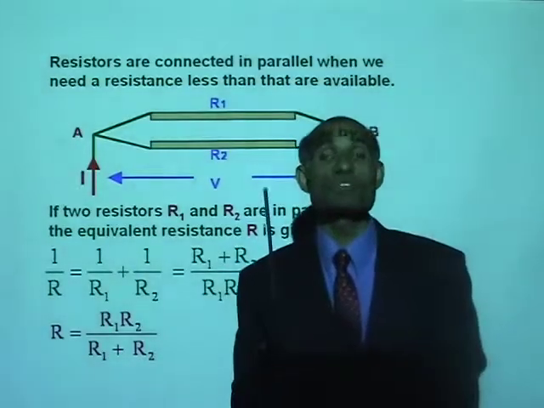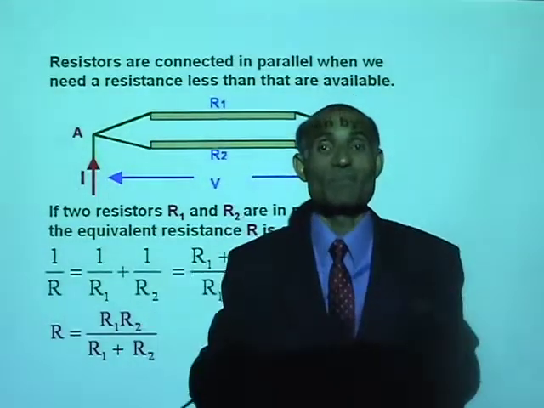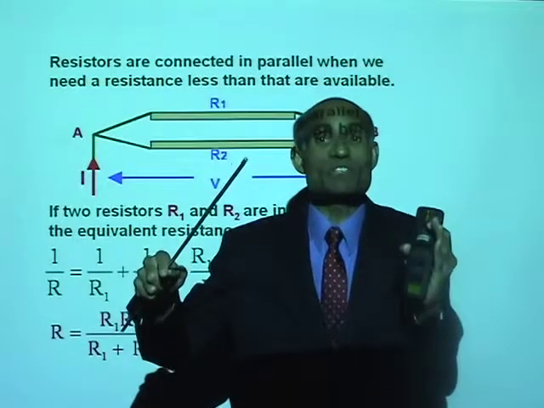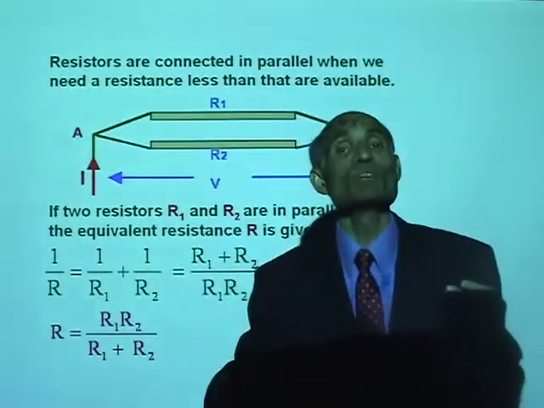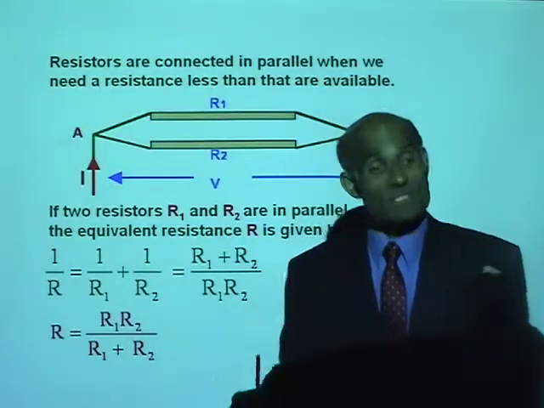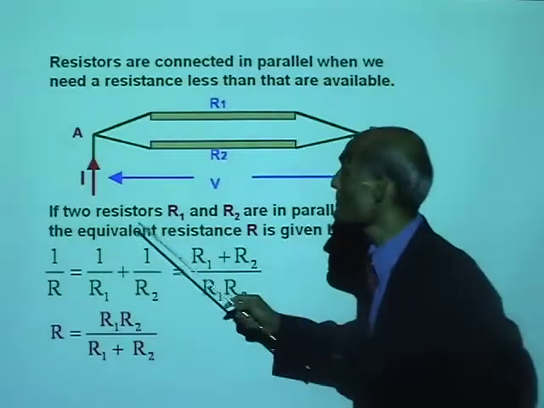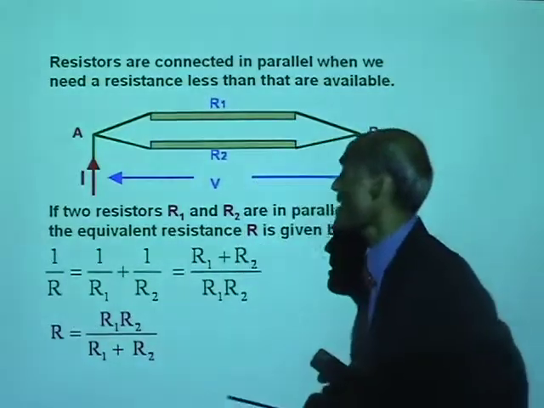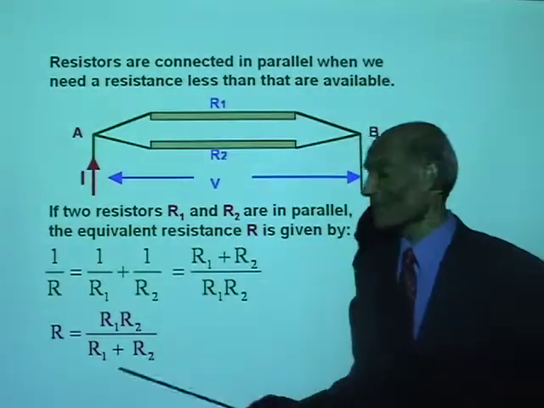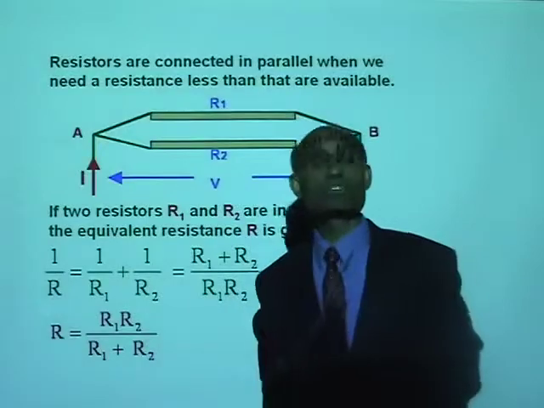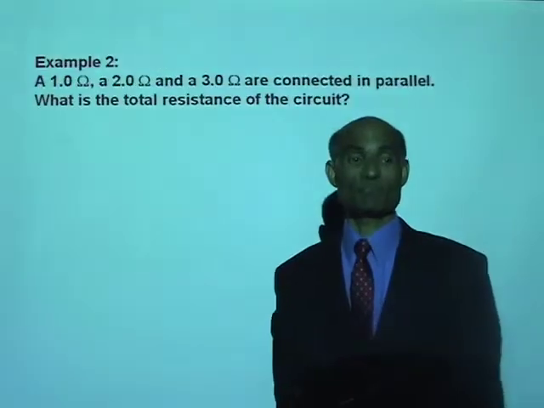A similar situation we saw in the case of capacitors connected in series. Two capacitors in series gives you a total capacitance of C1 C2 over C1 plus C2. Similarly, two resistors in parallel gives you a total resistance of R equal to R1 R2 over R1 plus R2. A very important relation. If you remember, problem solving becomes very easy.